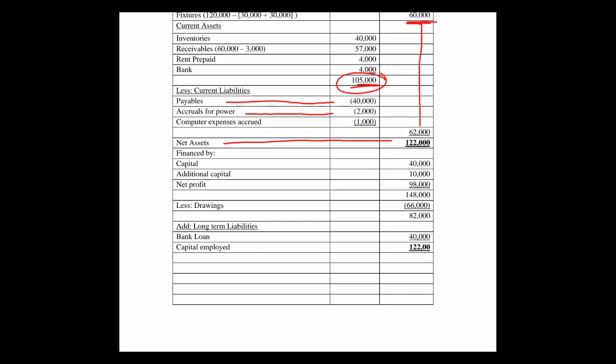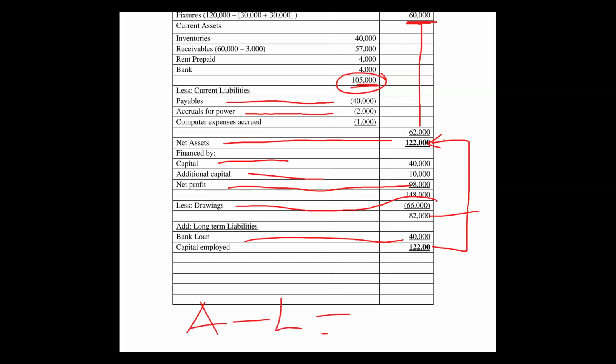Then you can say financed by: you put capital plus capital added. Then you add the net profit that you got from the profit and loss. Then you can deduct the drawings, and this is your total capital. You can add the long-term liabilities like the bank loan that you had, which was 40,000. Then whatever you find, it should balance with the net assets, so that it's true what we're saying, that assets less liabilities should be equal to capital. So basically, that's what you are doing. Nothing much, nothing less.